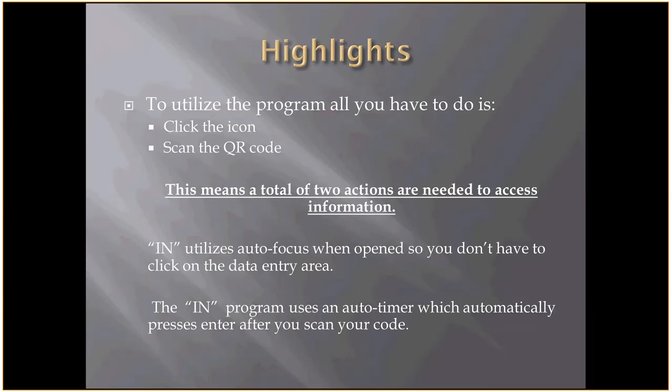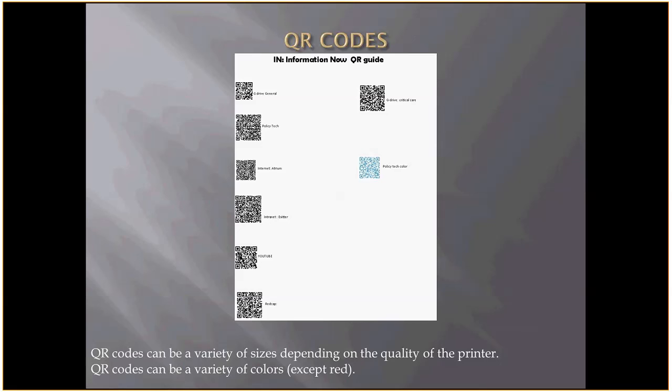So to highlight, you click the icon, you scan the QR code, and it automatically brings you to where you need to go. IN utilizes autofocus when it's open, so you don't have to click on the box to start inputting data. IN also uses an auto timer, which automatically presses enter after you scan a code, so you don't have to hit enter again, which is another step that would technically have to take place. These are all different QR codes that I've tested so far, and each one has worked appropriately.